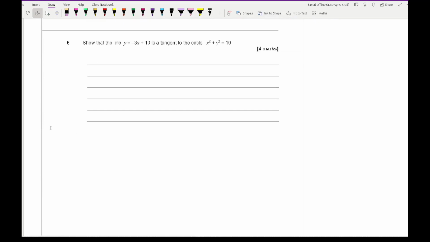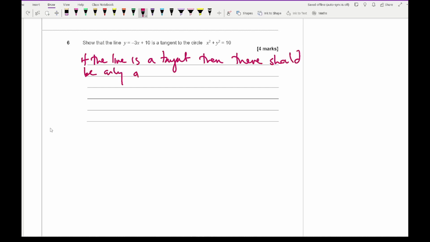Then moving on to question 6, it says show that the line y equals minus 3x plus 10 is a tangent to the circle. If the line is a tangent, then there should be only one intersection point. So when I use the simultaneous equations of both, I should only end up with one set of coordinates, because obviously a tangent only meets a particular circle or a curve at one point. So here we've got y equals minus 3x plus 10, and the equation of a circle, x squared plus y squared equals 10.